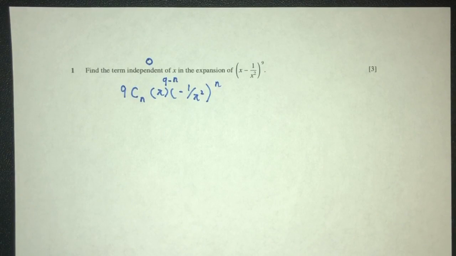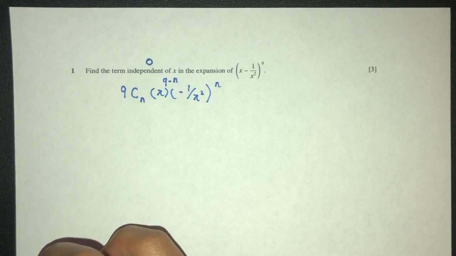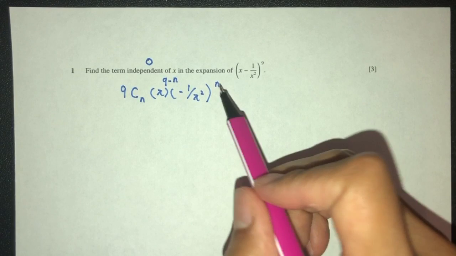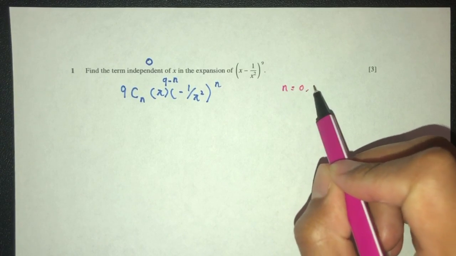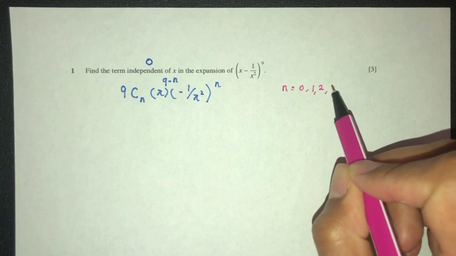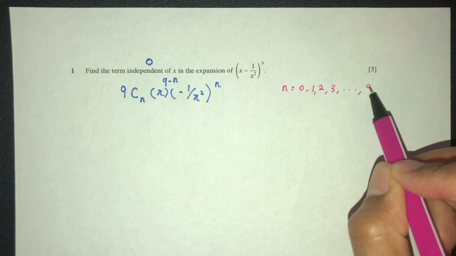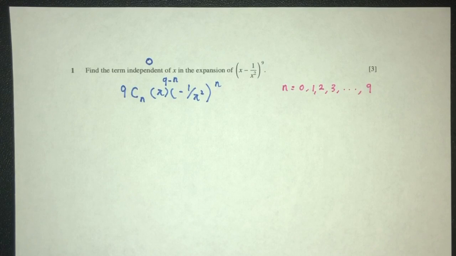So we have to choose n in such a way that you will not have x in the term. So let's think, what can we choose? Again, this is done by trial and error. The value of n can be 0, 1, 2, 3, until 9. So you can choose n among those numbers so that when you expand this term, there will be no x. Right now, I don't know what it is. I will try and see what is possible.